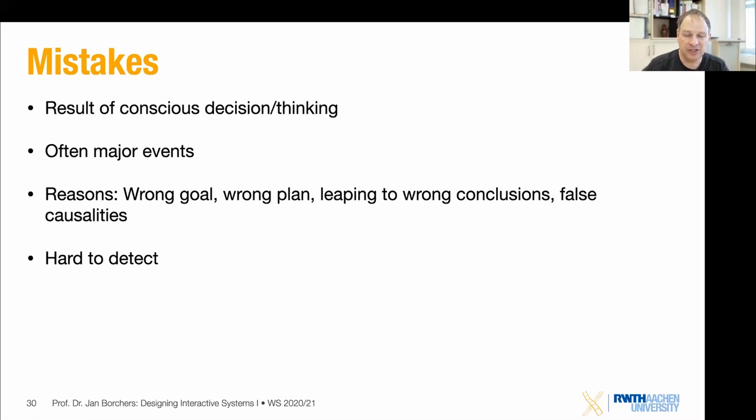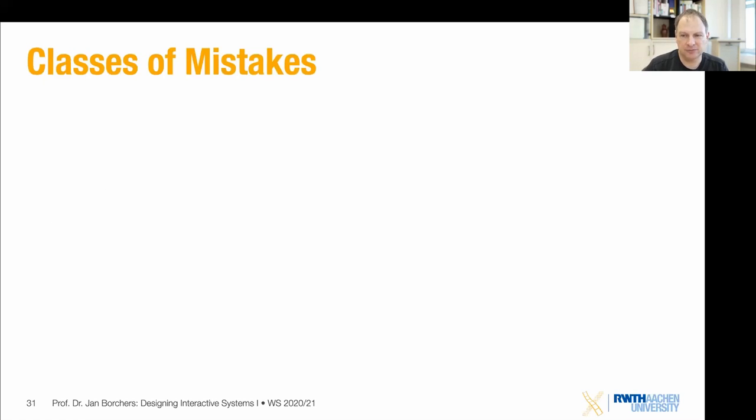These are hard to detect because users are convinced that they're doing the right thing, right? They're making a conscious mistake. For computers, software especially, they are incredibly hard to detect. It's hard to put up an error message or to realize an error situation when the user is convinced they're doing the right thing because they have a plan. So mistakes are tricky to capture.